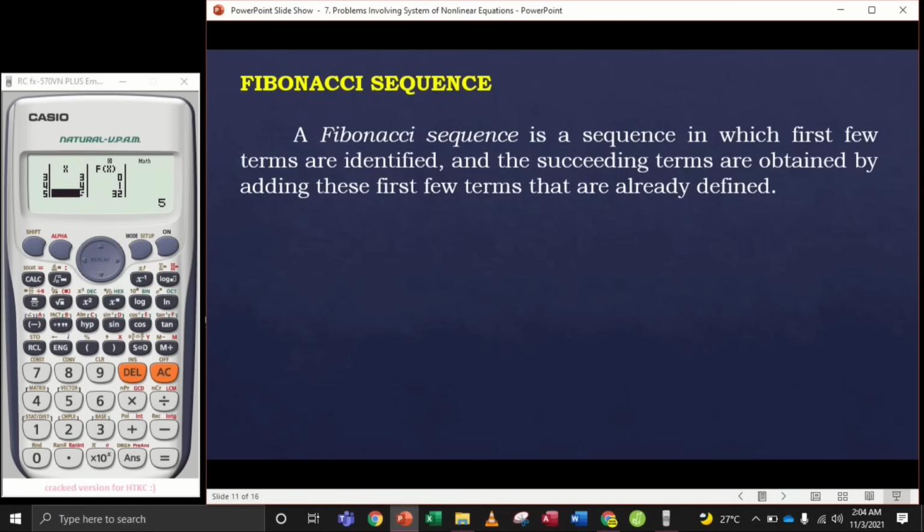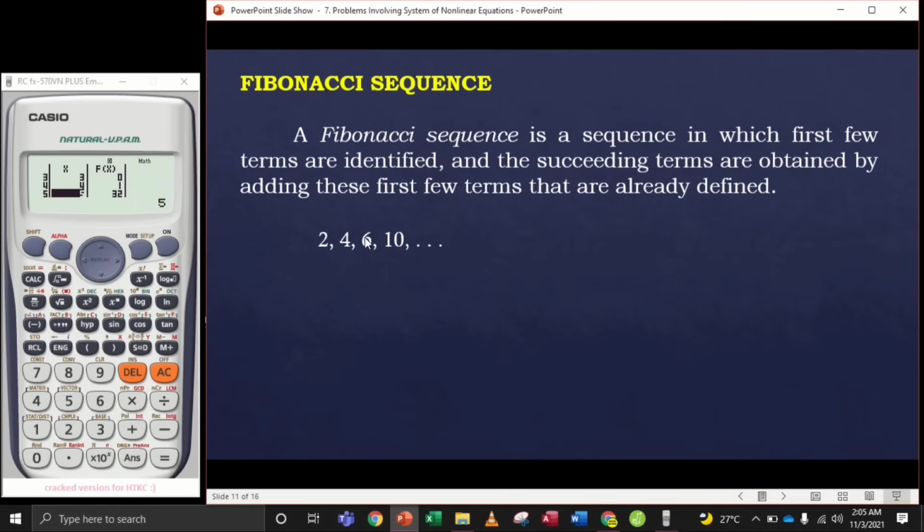Is a sequence in which first few terms are identified and the succeeding terms are obtained by adding these first few terms that are already defined. For example, 2, 4, 6, 8, 10. So makukuha natin yung kasunod na term dun sa sum ng una at pangalawa. So for example, yung una at pangalawa natin is 2, ang next natin is 4. Para makuha natin yung pangatlo, add lang natin ito. So 2 plus 4, that is 6.